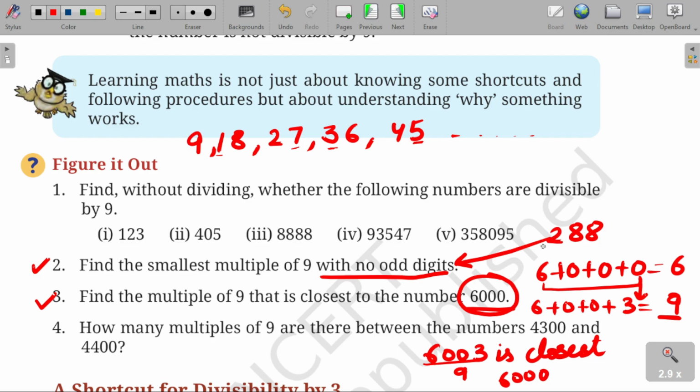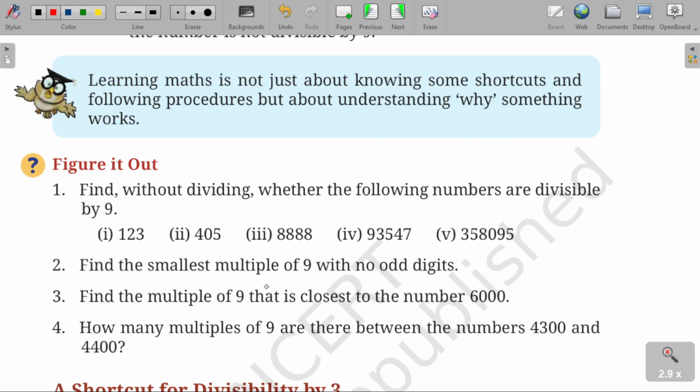Clear? इन्होंने ये पूछा है कि 6000 के नियर 9 का कौन सा मल्टीपल है. नाउ हमें इतना टेबल नहीं आता है, तो हमने क्या किया, 6000 में सबसे छोटी वैल्यू वो ऐड कर दी ताकि हमारे जो डिजिट्स का सम बने वो 9 का मल्टीपल बने. क्लियर? तो that's all for this.